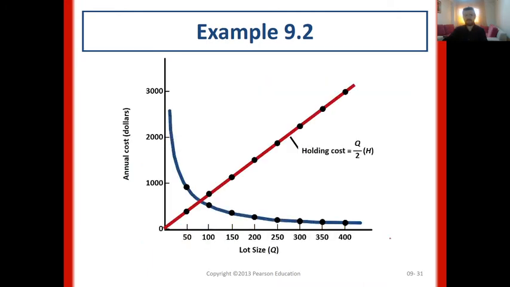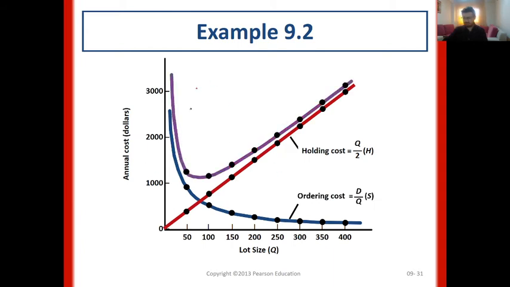Okay. So this is the plot of the total cost in this example. And what do we see? We see that total cost is first very high because lot size is very small, due to cycle inventory. And then it decreases up to some point. And then it starts to increase.